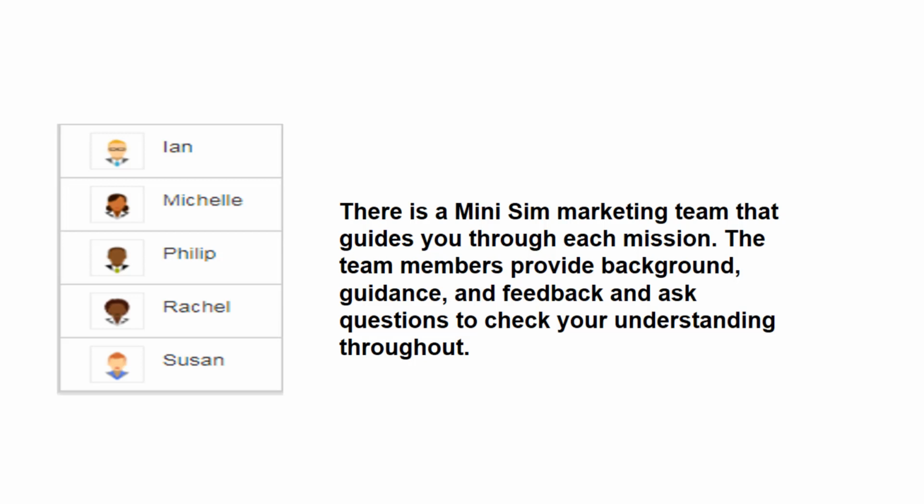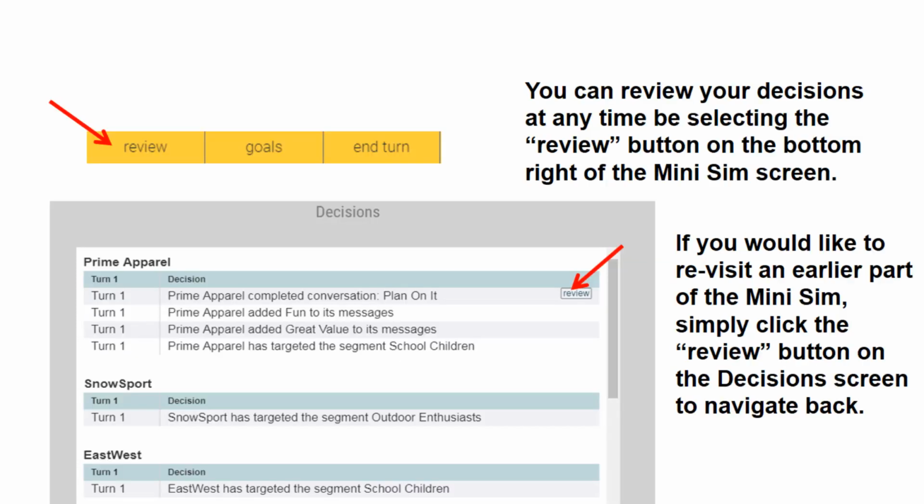As I mentioned earlier, there's a mini-sims marketing team that guides you through each of the missions, and they'll go by different names and they'll have different avatars of themselves, but look on that left side of the screen to see what's available to you. Now, you'll also be able to check your work as you go. You can review your decisions at any time by hitting the review button that you'll see in the simulation. If you'd like to revisit an earlier part of the simulation, there'll also be a review button on the decision screen that will allow you to navigate back.